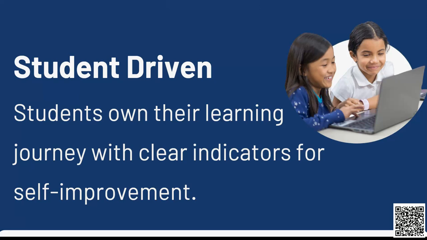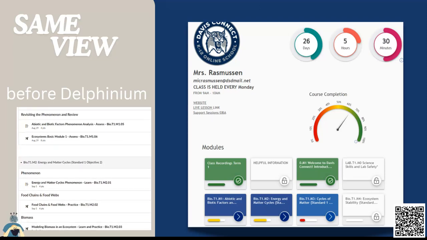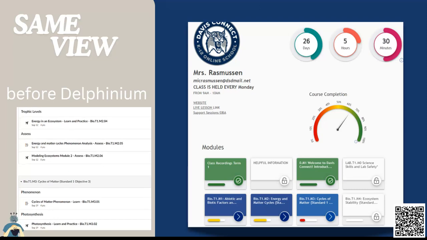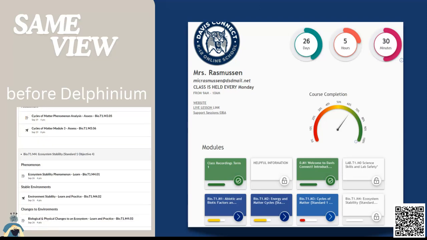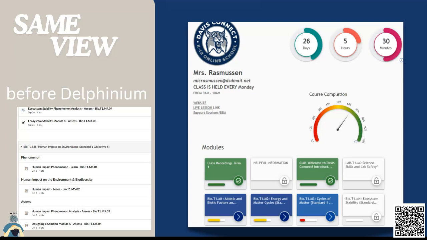We know that when students are in charge of their own learning journey, they reach high success. No longer the gray scroll of death that you see here on the left, Delphinium has clear color-coded indicators. The performance wheel, this meter shows how many assignments the student has completed out of the available assignments. At the top, you can see the days, hours, minutes until the end of term. Students know every single day when they can turn in their last assignment.